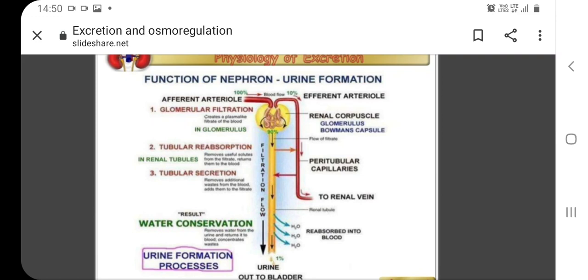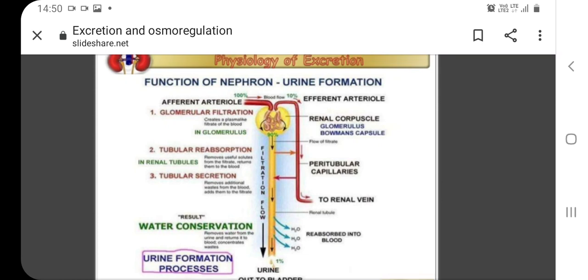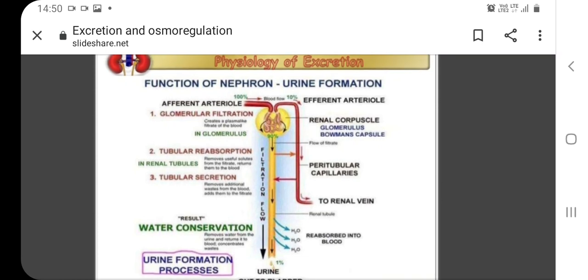Good morning, students. In today's lecture, we will be discussing the function of the kidney and the physiology of excretion. The kidney filters the blood in a three-step process. The nephron filters the blood that runs through the capillary network in the glomerulus. This is the first step where the nephron filters the blood.